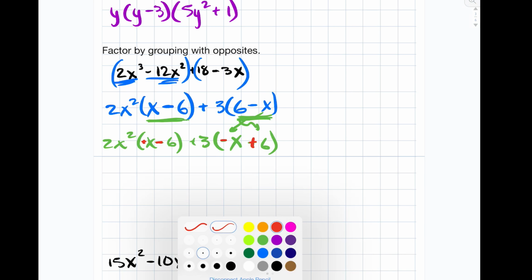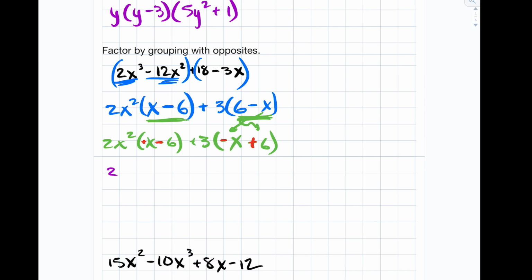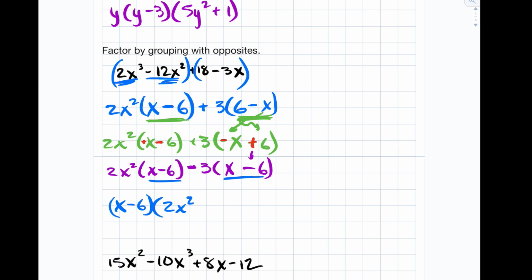We can factor out a negative sign. 2x squared. Everything else is going to stay the same, except now there's a minus sign here, right? And what that does is it changes this x to a positive and changes this 6 to a negative. And now if you look at our terms, now they're identical, right? X minus 6. So let's factor out that x minus 6. X minus 6, and then we got 2x squared minus 3. That is completely factored. There's nothing else we can do there.